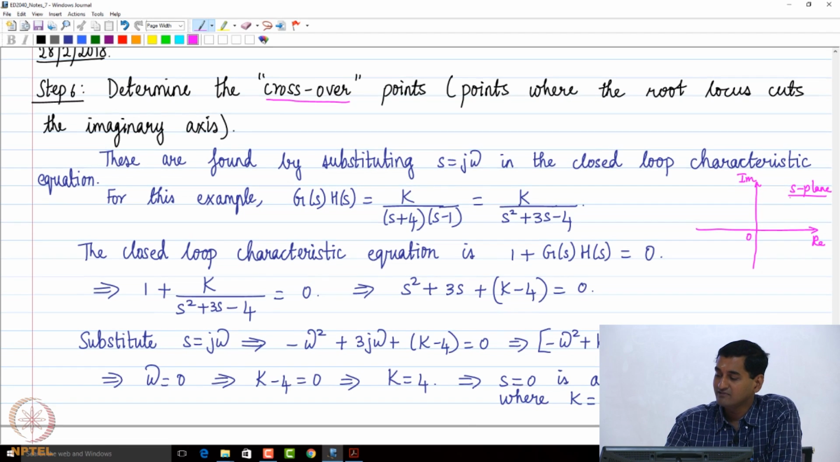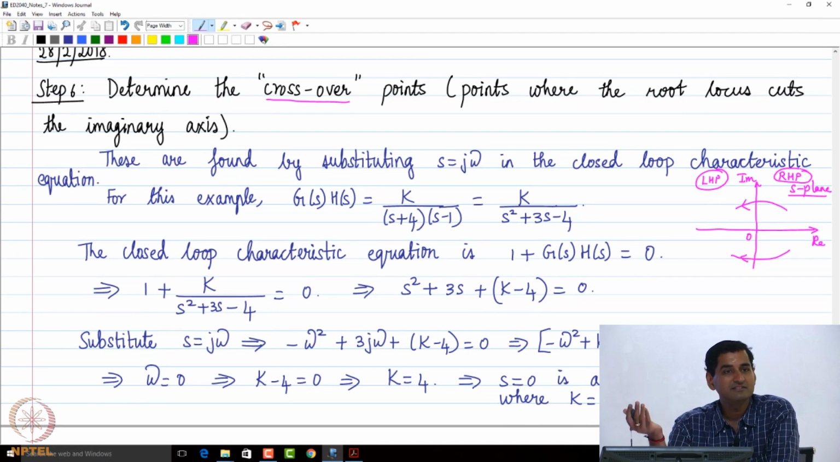Because I can have, for example, 2 branches of the root locus coming like this, and then they cross over from the right half plane into the left half plane. Please note that the imaginary axis divides the S-plane into RHP and LHP. A crossover point, as the name indicates, is a point at which the root locus transitions from one half plane to the other. It can be either from the right half plane to the left half plane or from left to right, either way. But we can immediately see that the imaginary axis is the boundary between the 2 half planes.